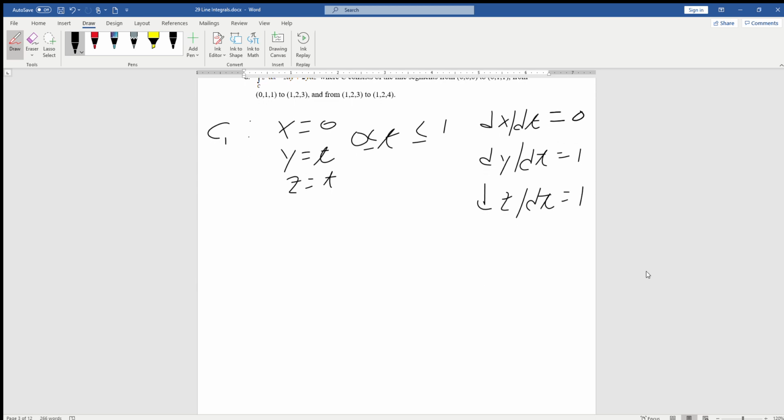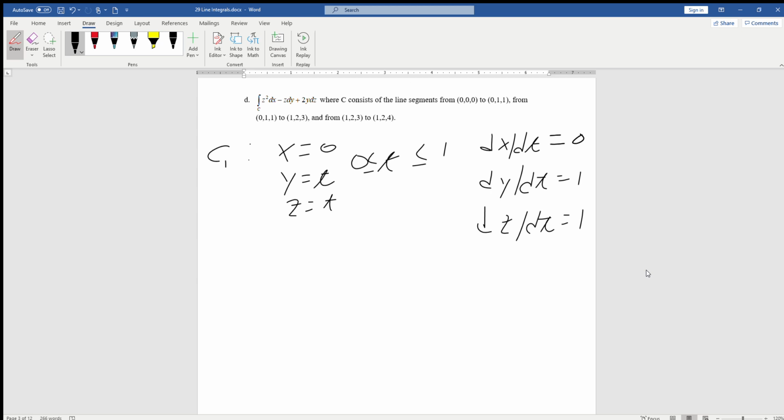And what we're going to do is substitute back into the original line integral. So now we're going to have the integral from 0 to 1. We have z squared, so that's t squared times dx, which is 0. We have minus z, which is t times dy, which is 1. And then finally we have 2y, so that's going to be plus 2t, and then dz is 1. And all of those are integrals with respect to t.